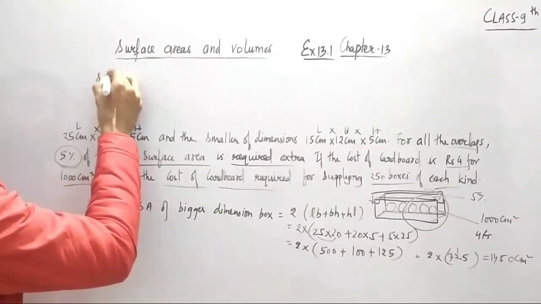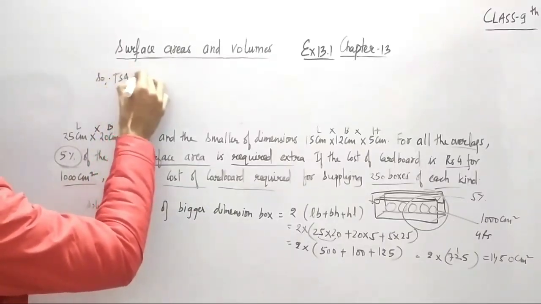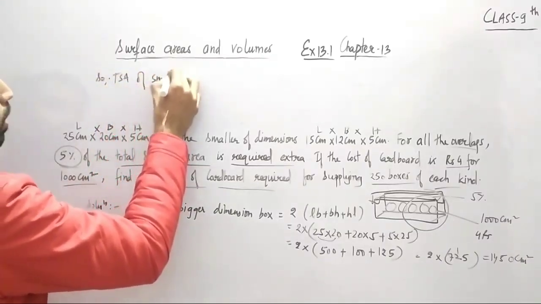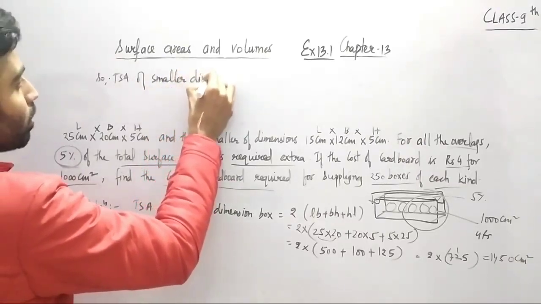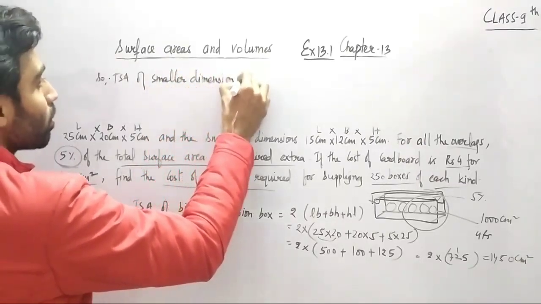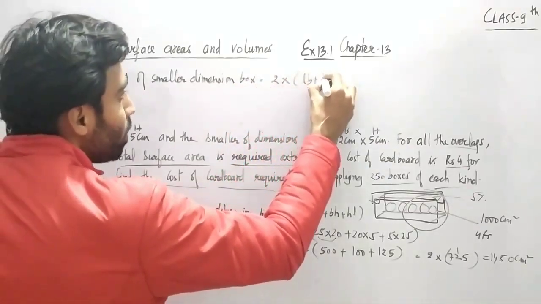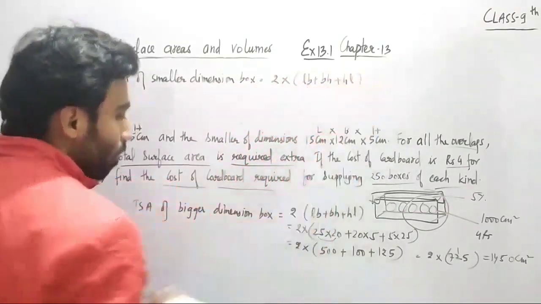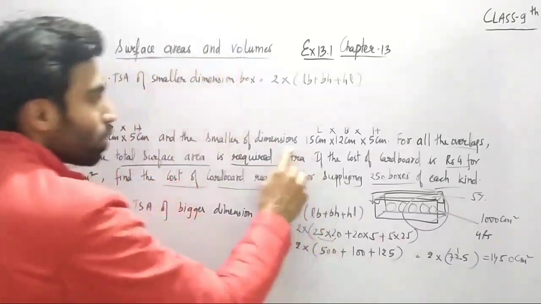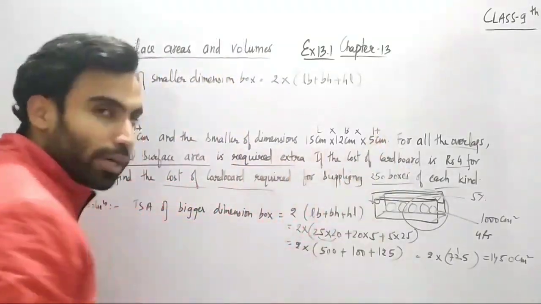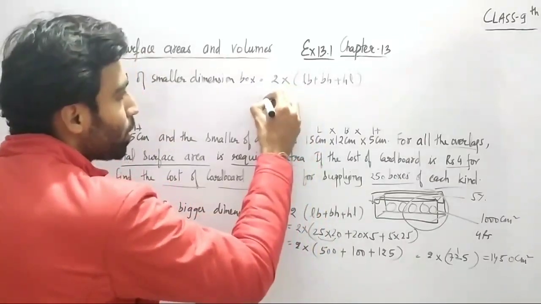So now you can say the total surface area of the smaller dimension box. Again the formula will be the same, that is 2(LB + BH + HL), right? Now again, here for the smaller dimension box, the length, breadth and height are also given. So let me simply substitute that.